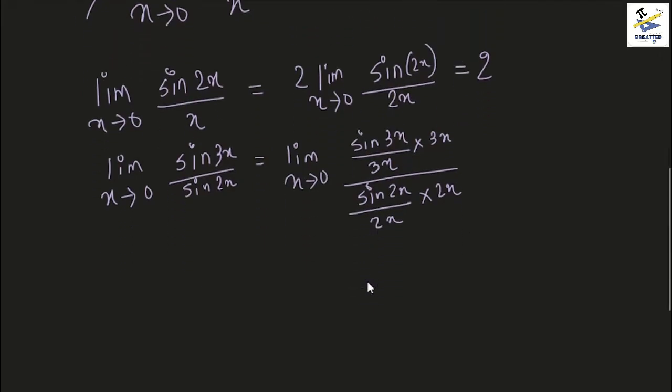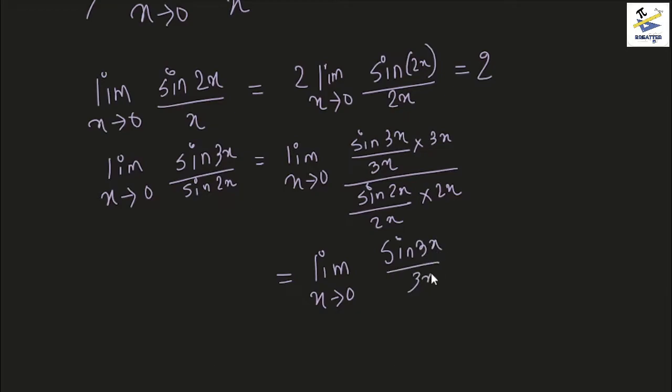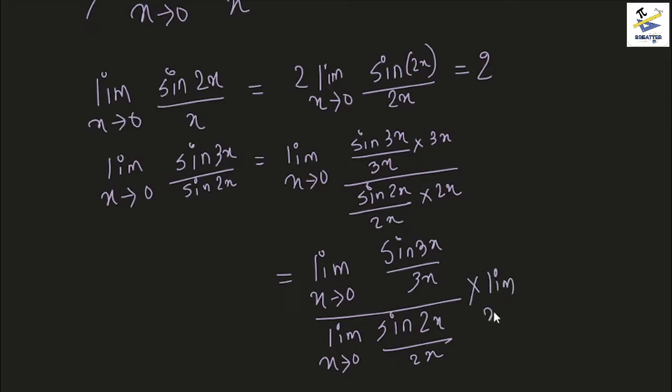So this should give us limit x tends to 0 sine of 3x by 3x, and as I've already said, individual limits can be evaluated separately as long as they exist and are finite, like this, and multiplied by another limit which is the extra 3x and 2x, like this, right?